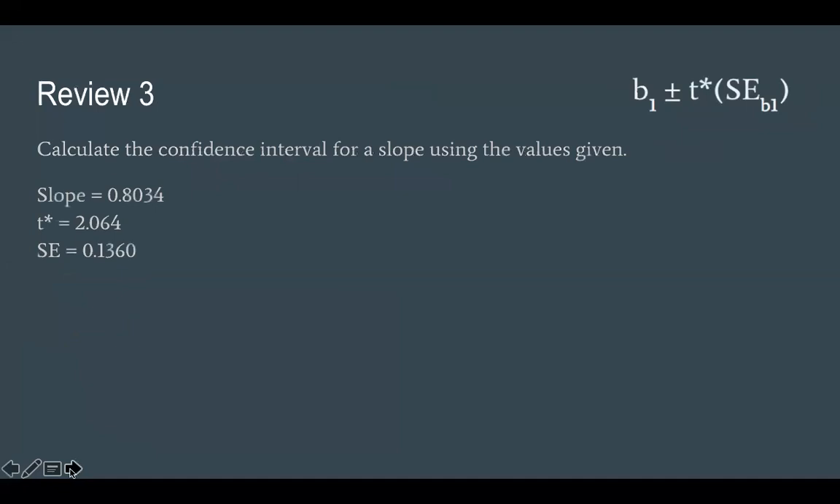All right, finally, calculate the confidence interval for a slope using the values given. So we're given a slope of 0.8034, a t-star of 2.064, and a standard error of 0.136.